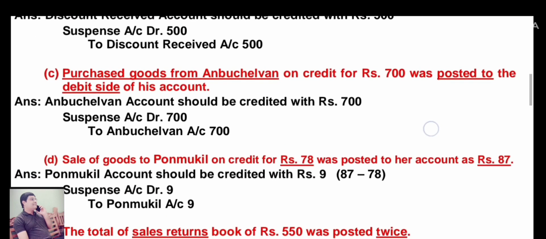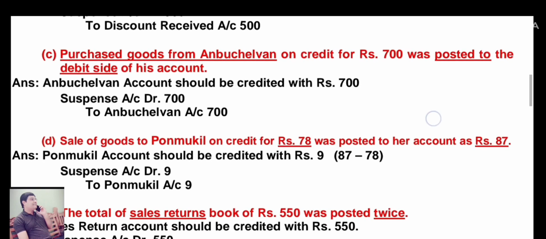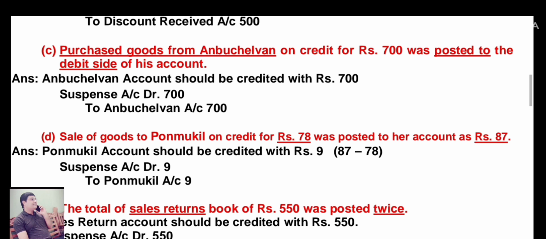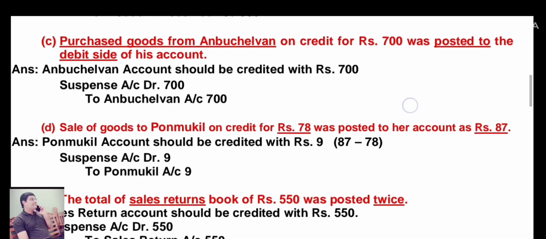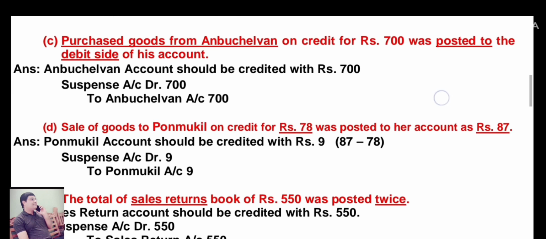Next question. Purchase of goods from Anbu Chelvan on credit for rupees 700 was posted to the debit side of his account. So it has been wrongly posted on the debit side. What is the normal journal entry? Purchase account debit to Anbu Chelvan account, because it is a credit purchase. So Anbu Chelvan is a credit balance, but wrongly it is posted on the debit side. So we have to correct it.